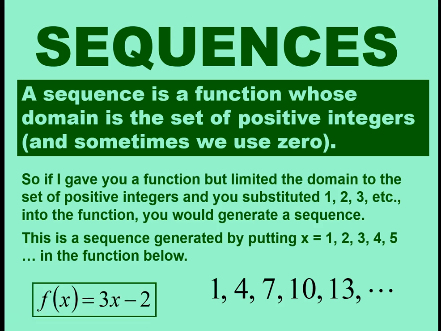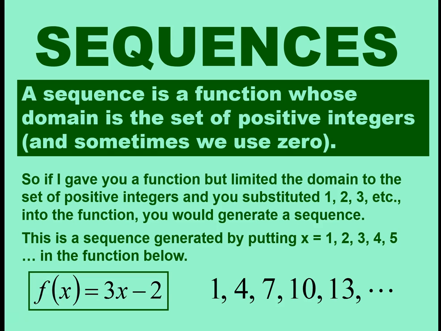Here's an example. This is a sequence generated by putting x equals 1, 2, 3, 4, and 5 in the function below, f of x equals 3x minus 2. Notice when we put in 1 for x we would get 3 times 1 minus 2, giving us 1. 3 times 2 minus 2 is 6 minus 2, or 4. 3 times 3 minus 2 is 9 minus 2, which is 7, etc. So this is the sequence of numbers generated by this sequence rule.